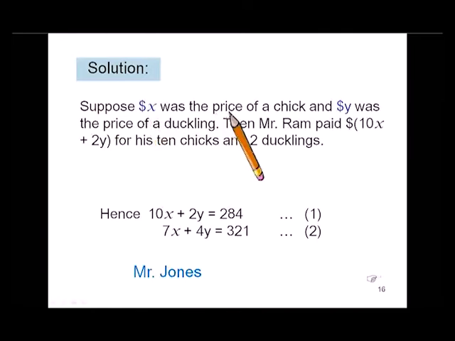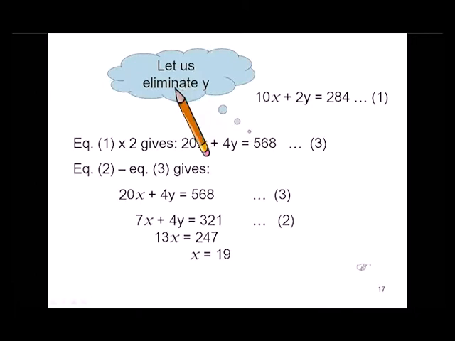Suppose x dollars was the price of a chick and y dollars was the price of a duckling. Then Mr. Ram paid 10x plus 2y for his 10 chicks and 2 ducklings. Hence, 10x plus 2y equals 248. 7x plus 4y equals 321. Let us eliminate y.